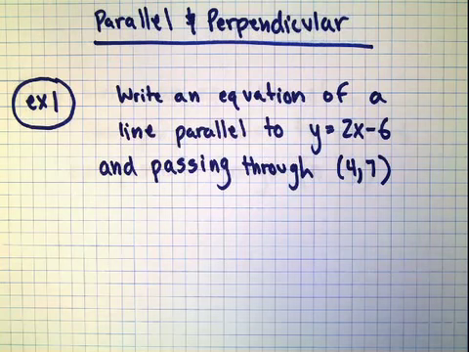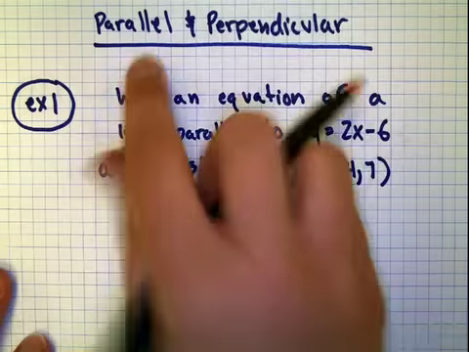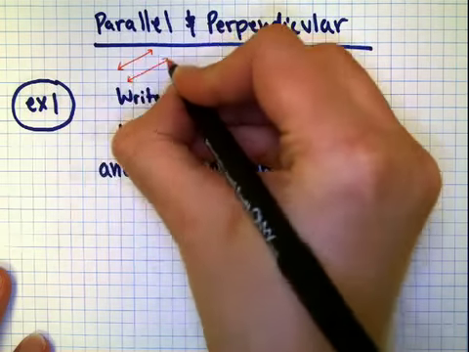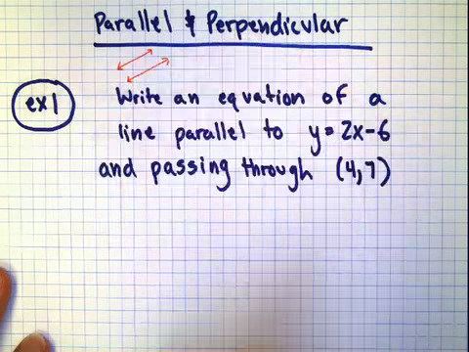Alright guys, this is kind of our level 2 video for parallel and perpendicular. We learned in the last video that parallel lines are two lines that never cross. They look like this. And perpendicular lines are two lines that do cross like this and make a 90-degree angle. We learned that parallel lines have the same slope, and perpendicular lines have the opposite slope. So we're going to be looking at some examples.